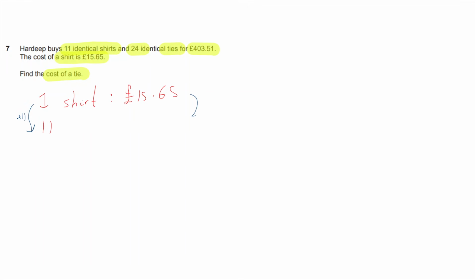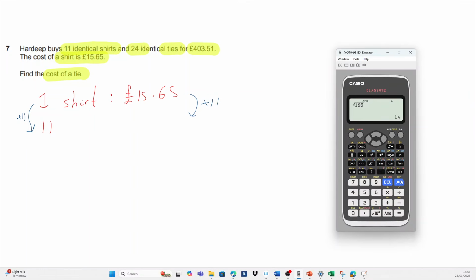Do the same thing over here. So you can do 15.65 and times it by 11. Let's just use a calculator because we can for this paper. So we're just doing 15.65 times 11. Enter it. What do we get? We get 172.15. Now, the whole cost is 403.51.